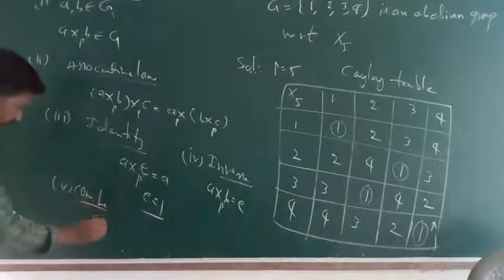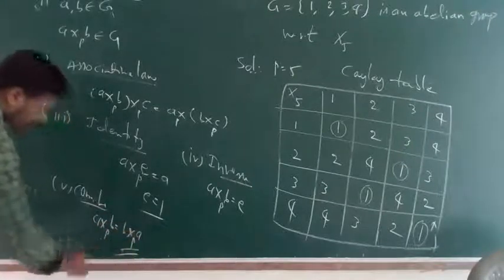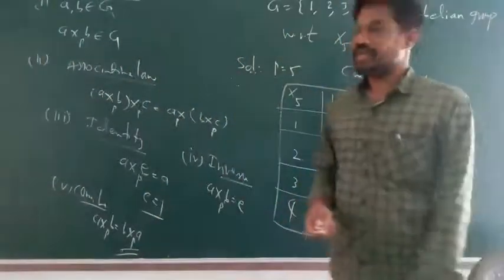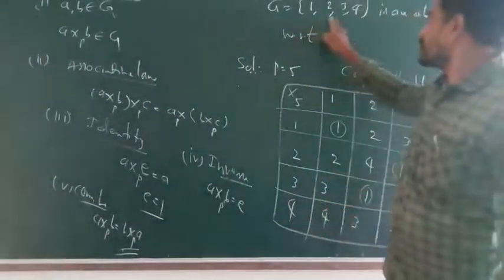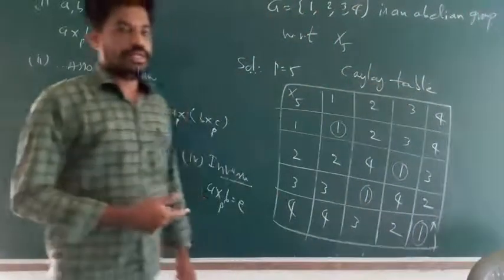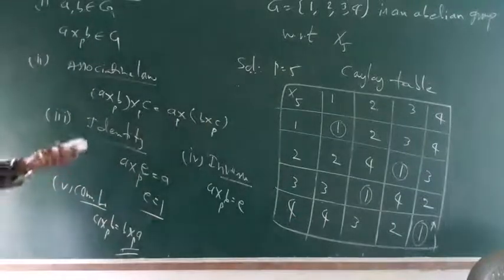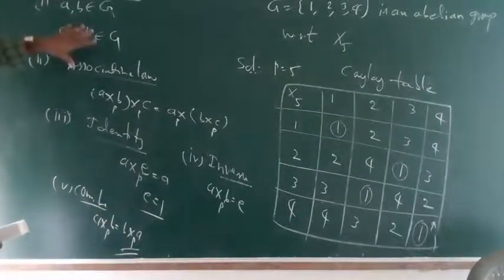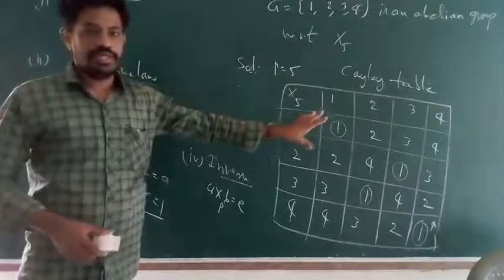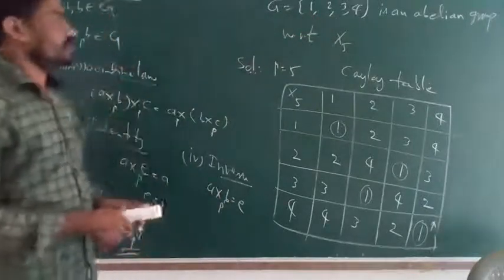Commutative law: what is it? A cross B with respect to P is equal to B cross A with respect to P. So you can substitute the A, B values and check that all conditions are satisfied. Therefore G is equal to 1, 2, 3, 4 cross 5 is an abelian group. So this is a process of addition modulo or multiplication modulo. In these elements you can select any elements for A, B, C, and the total result will come in the set form, not other elements. So this is the process.